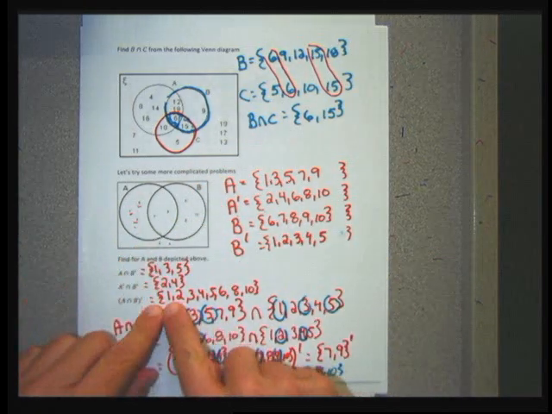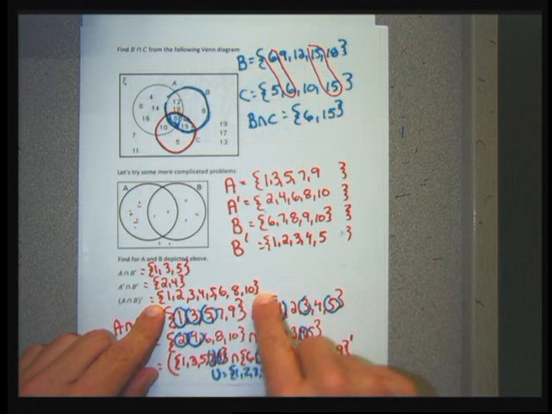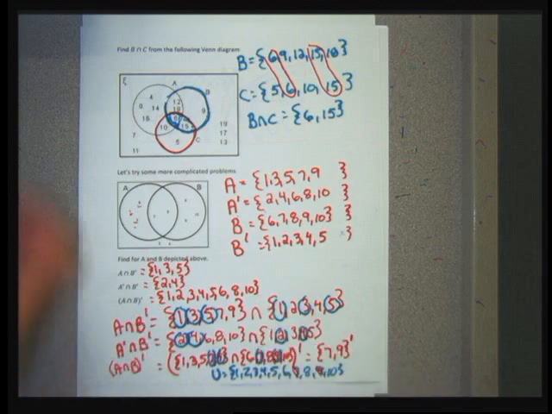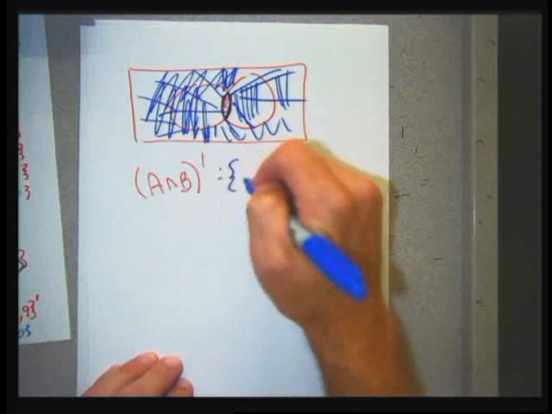If you look at my list here, I wrote 1, 2, 3, 4, 5, 6. I didn't write 7. I wrote 8. Didn't write 9. I wrote 10. So 1, 2, 3, 4, 5, 6, 8, and 10 are what A intersection B prime is.